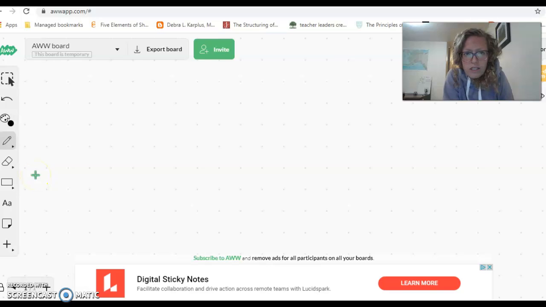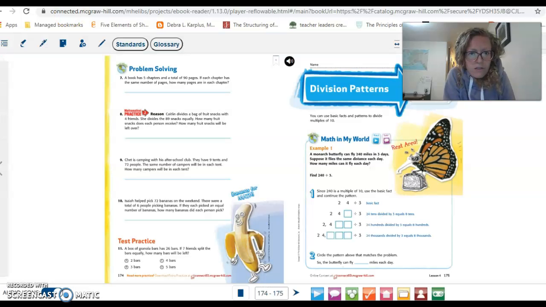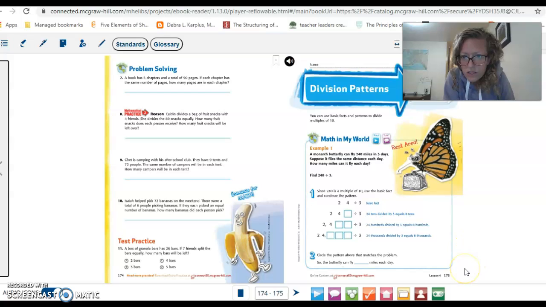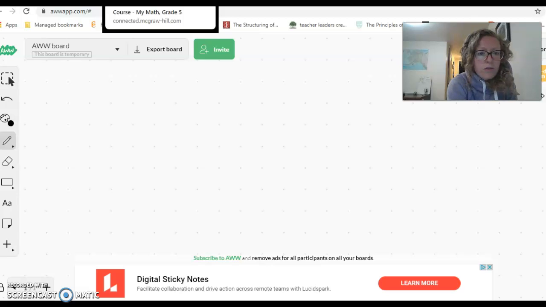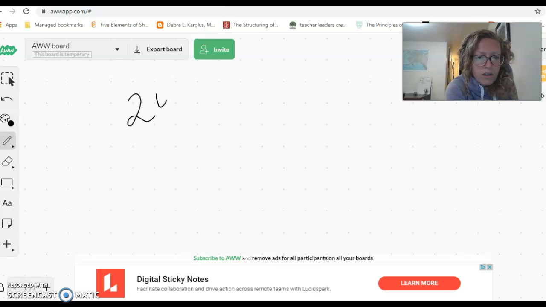All right, boys and girls, so for today's lesson, we're going to look at division patterns. If you're following along, we're on page 175 in your book. Here we go. We're going to first look at 24 divided by 3.